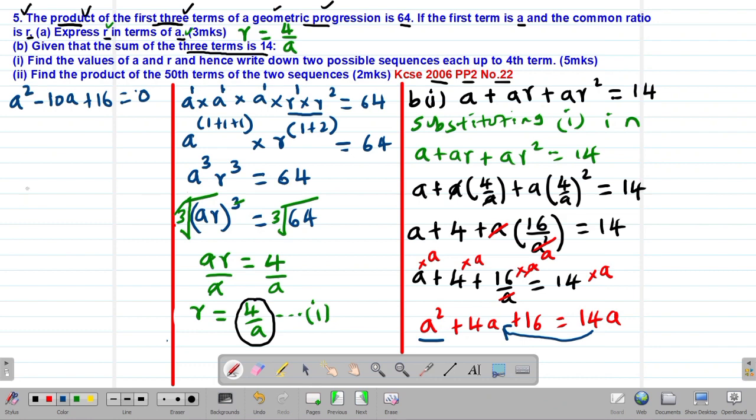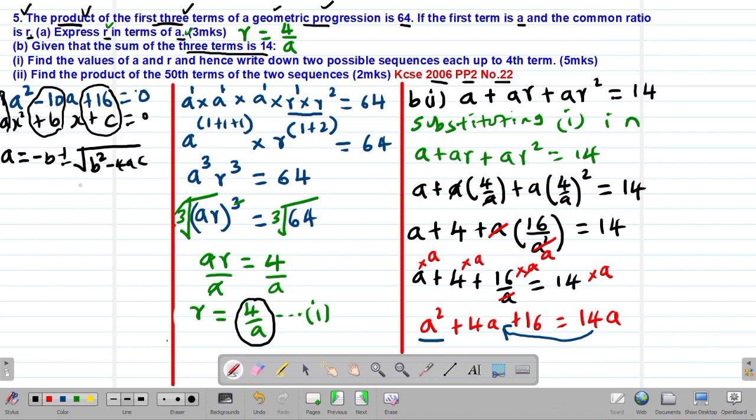So of course this is a quadratic equation in the form of ax squared, then of course plus bx, plus c is equals to 0. So clearly the value of a will be the coefficient of a squared, which will be 1. The value of b will be negative 10. Then our value of c will be positive 16. So that means our value of a will be given by the quadratic formula, which states that negative b plus or minus square root of b squared, then minus 4ac, then the whole thing divided by 2a.